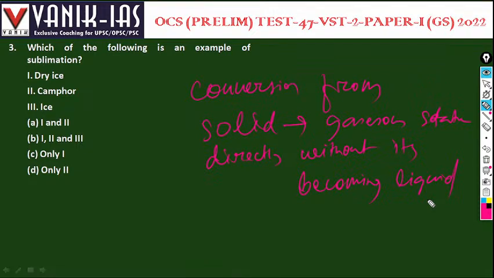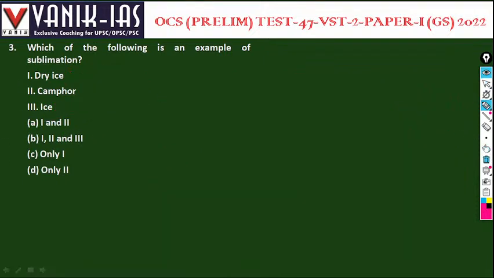For example, ice first becomes liquid, then becomes vapor. Those are stages. Here it will directly become gas. So what are the examples? Dry ice and camphor. This is right. Ice first will convert into liquid, then gas. So the third option is wrong. So 1, 2 are right regarding the example of sublimation.